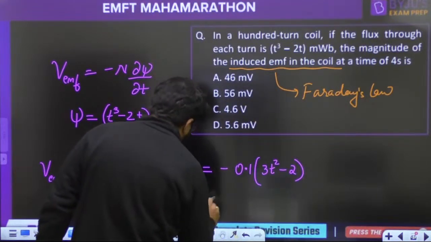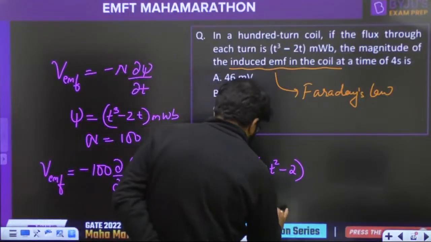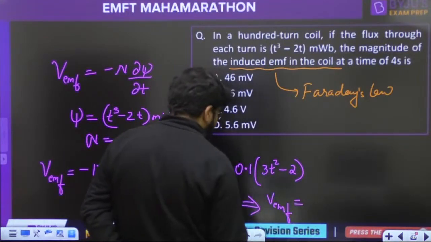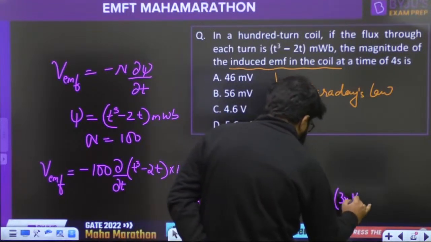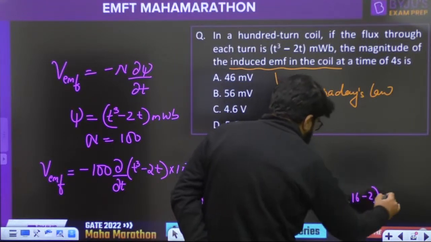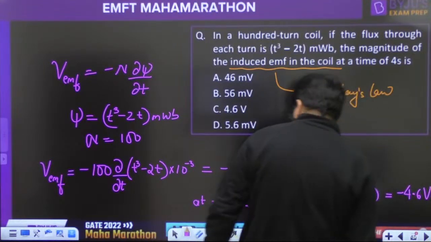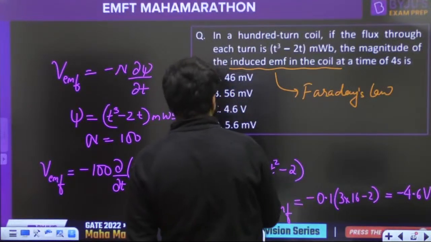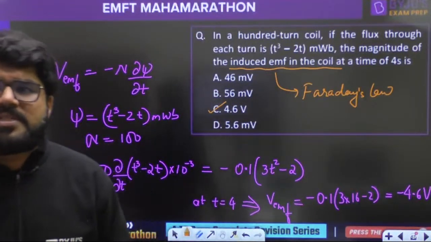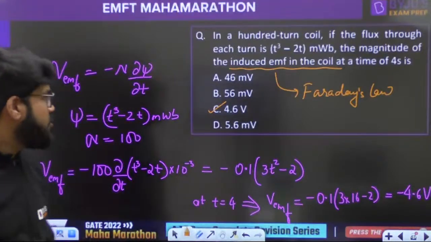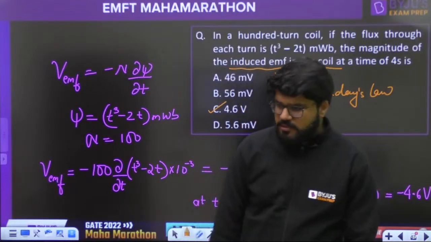We need the value at t equal to 4 seconds. So at t equal to 4 seconds, induced EMF will be minus of 0.1 into 3t square minus 2, that is 48 minus 2. So that is equal to 46 into 0.1, minus of 4.6 volt. How much is the induced EMF? Minus 4.6. Magnitude is asked only, so magnitude will of course be plus 4.6. Option number C. Yes, in the comment box also. Simple, Faraday's law of electromagnetic induction.